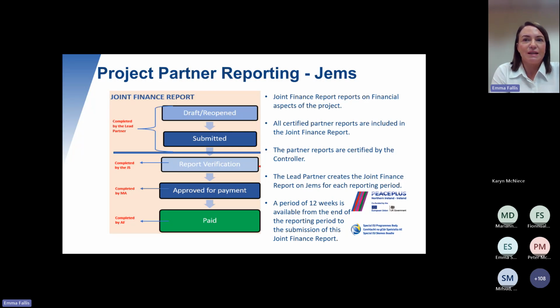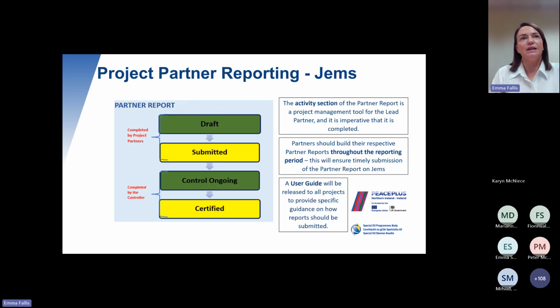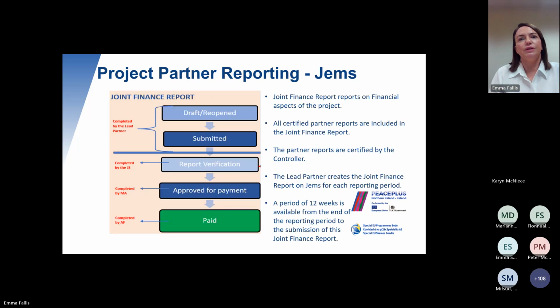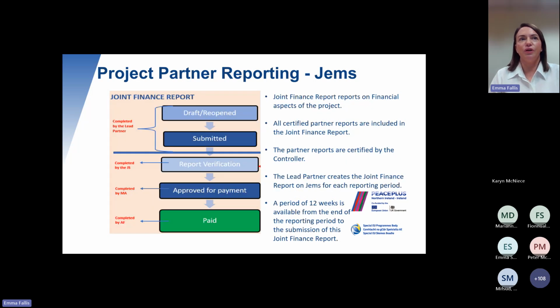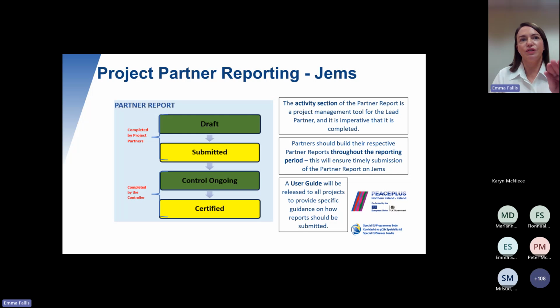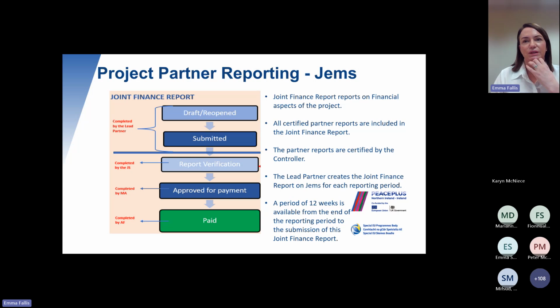So a period of 12 weeks is available from the end of the reporting period. So we talked there about a reporting period being January to March 25. So the 12 weeks starts from the 1st of April. And that period of 12 weeks is available from the end of the reporting period to the submission of the finance report. So in the previous slide, the end of the reporting period was the end of March. So from the 1st of April, you have all of that time to submit your partner reports, get them certified and get a joint finance report submitted.